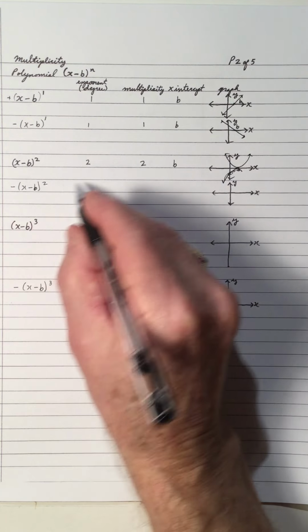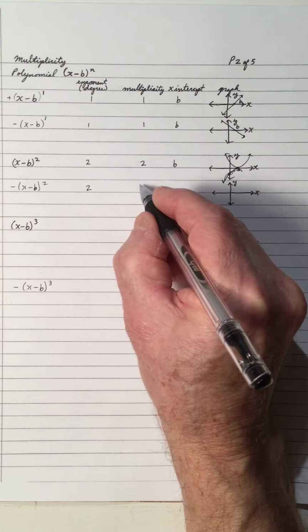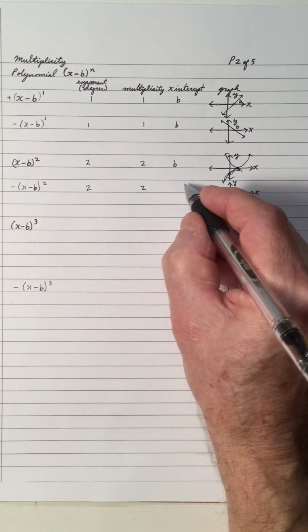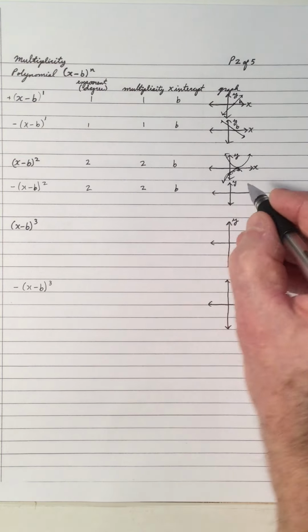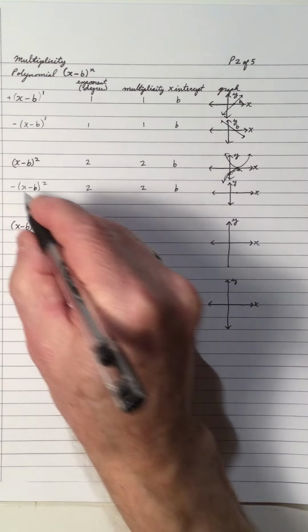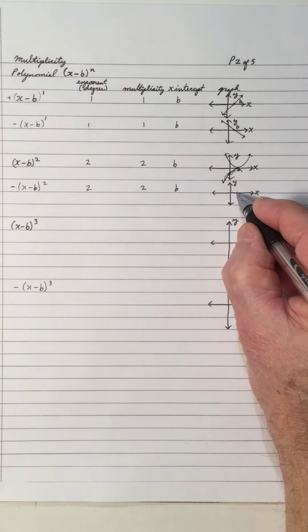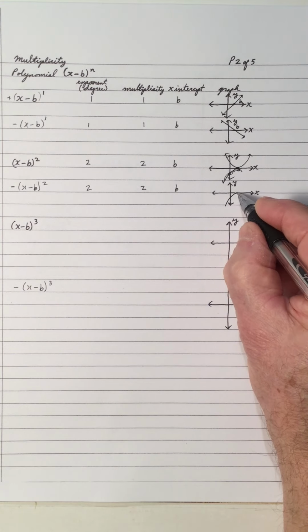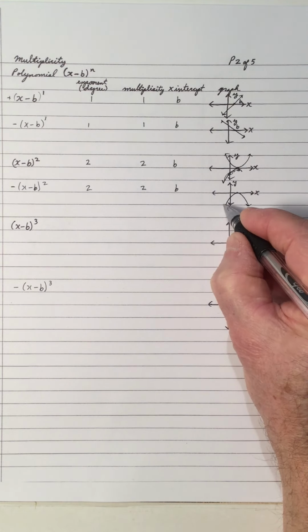And here we have the same thing, degree 2. Multiplicity is 2 because it's the degree. The intercept is b, but this time, because it's negative, it opens down. Like this, a parabola, tangent at b.